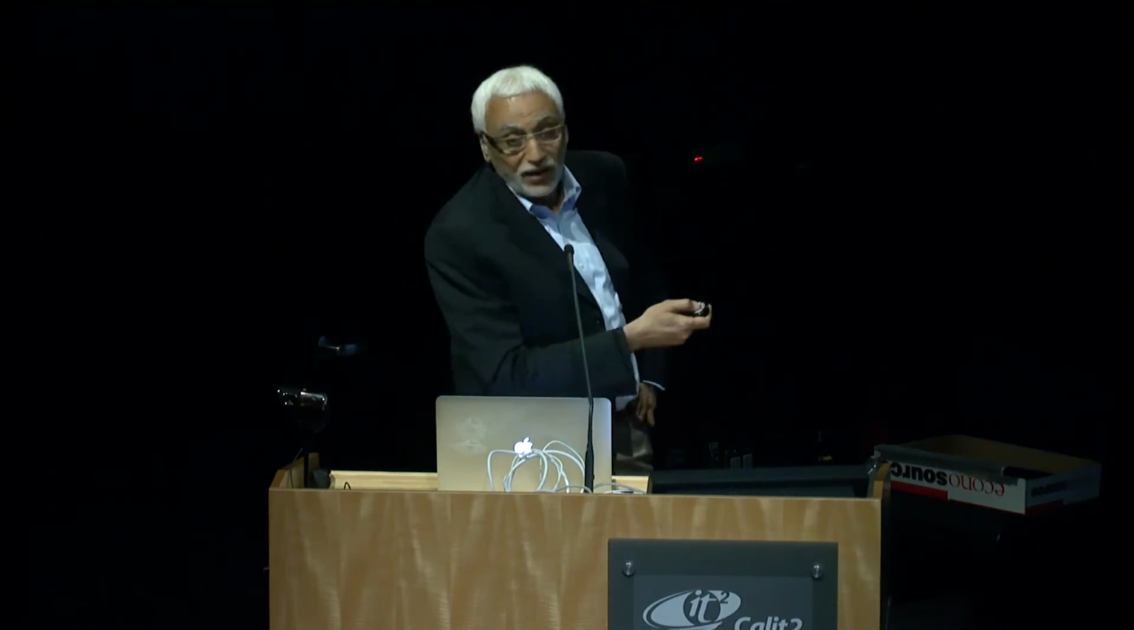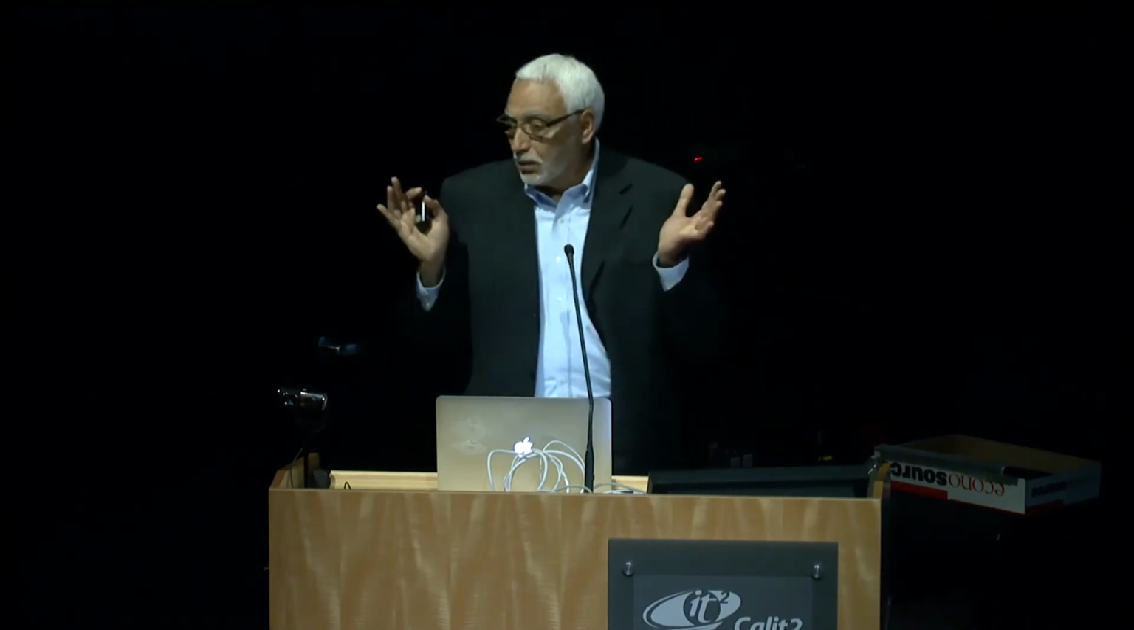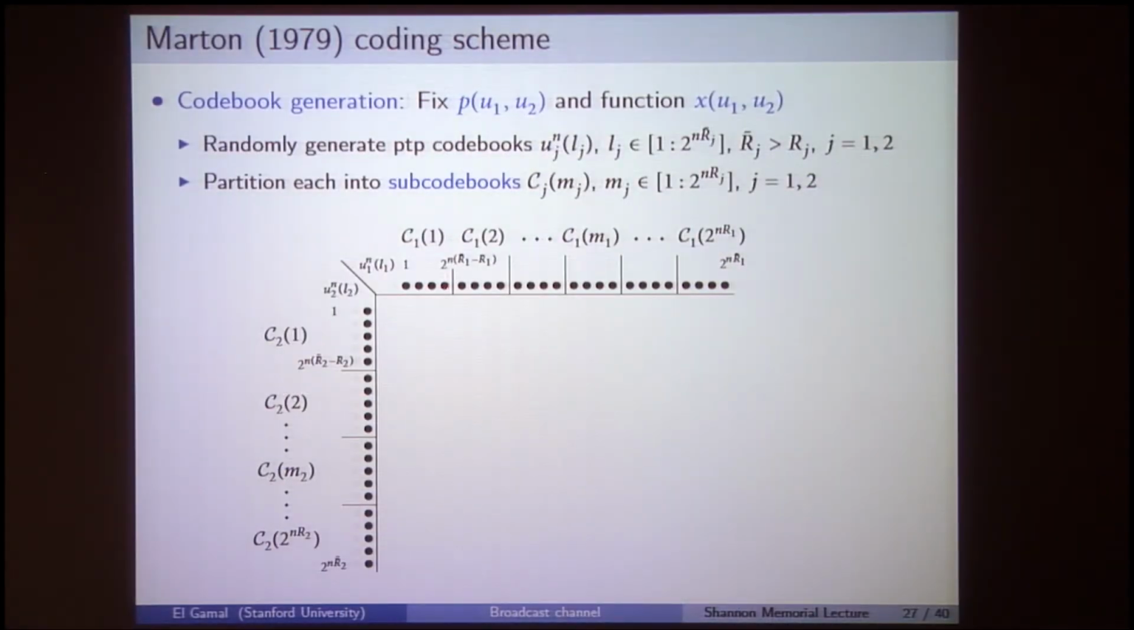First, you generate a very large code book for each message. That's way bigger than the actual number of messages. And then you divide each random point-to-point code into subcodes, one for each message. So now for message M1, I have many choices of code words that I can send that would represent M1. And I do the same thing on the other side. Again, for every message M2, I have many, many options that I can use.